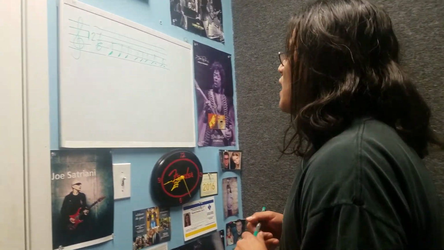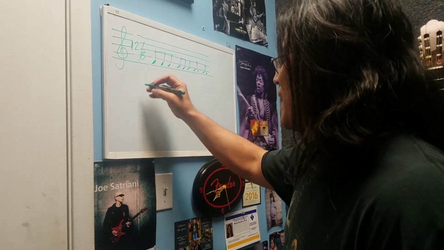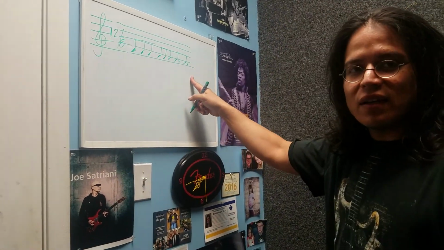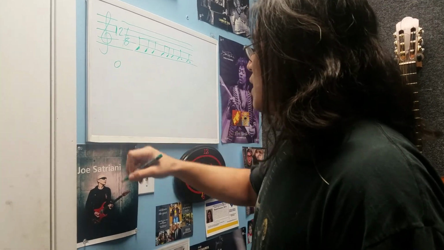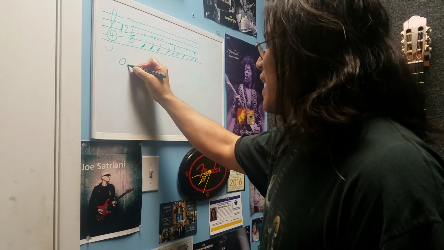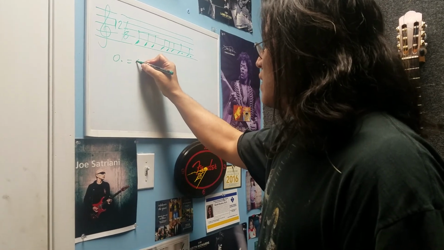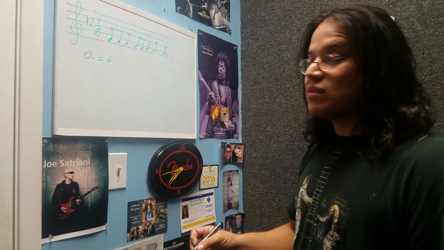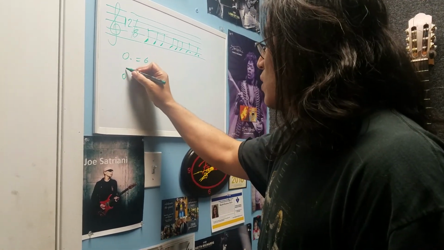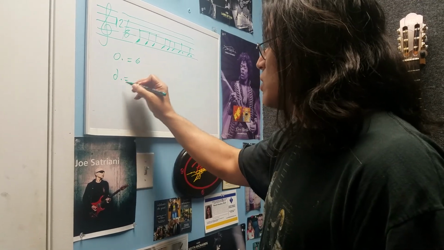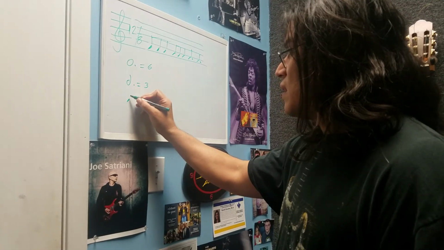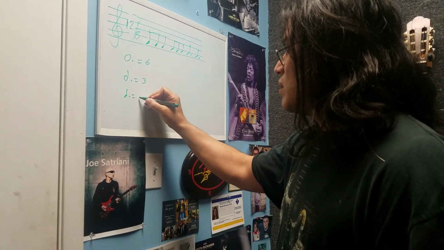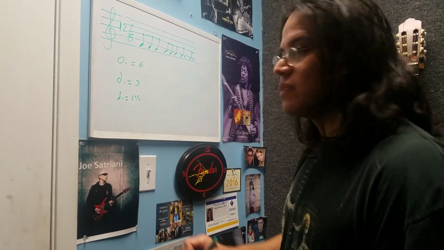So what are dotted notes? When you dot a note, you add half the value of the note to it. So for instance, if I take a whole note and I add a dot to it, I'm going to have 6 beats now. But if I have a half note and I add a dot to it, it's going to be worth 3 beats. A quarter note, 1.5 beats.